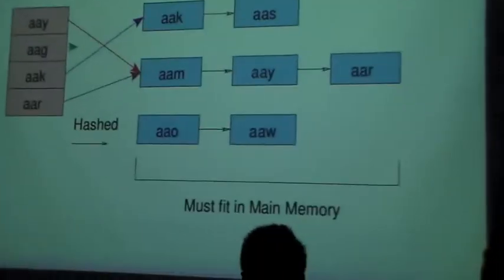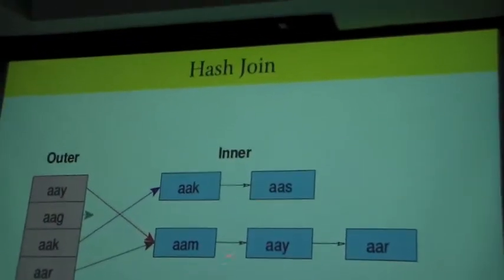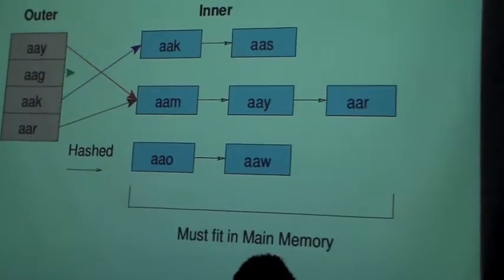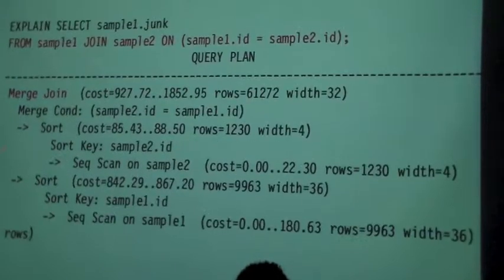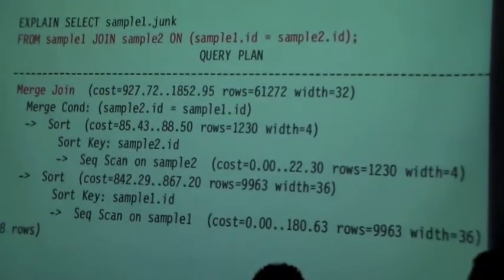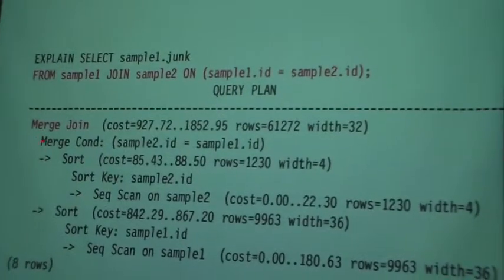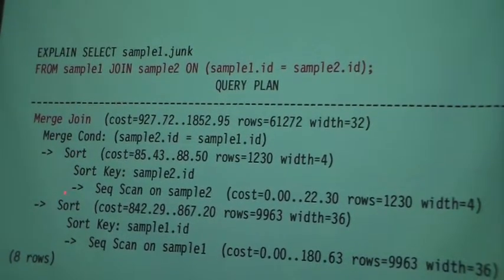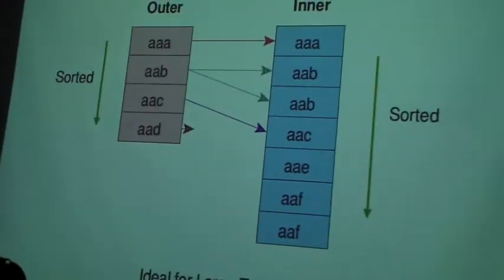Middle of the road kind of join. And as long as one of the tables fits in memory, you're good. Okay? It looks like that. But what if I do a join with no restriction at all? Then I get something called a merge join. And I have to sort. In fact, in this case, this is what a merge join looks like.